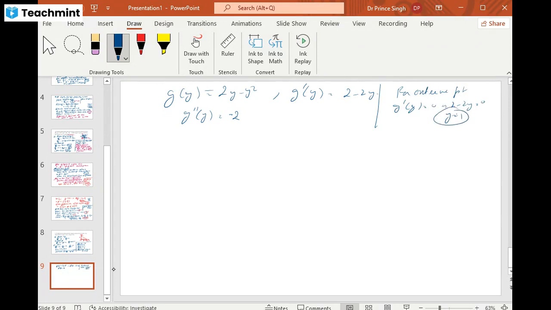And if y equal to 1, x is 2 minus 2y. So this is 2 minus 2, it is 0. So therefore the point is (0, 1). And g double dash of 1 is minus 2. It means that (0, 1) is a point of maxima.